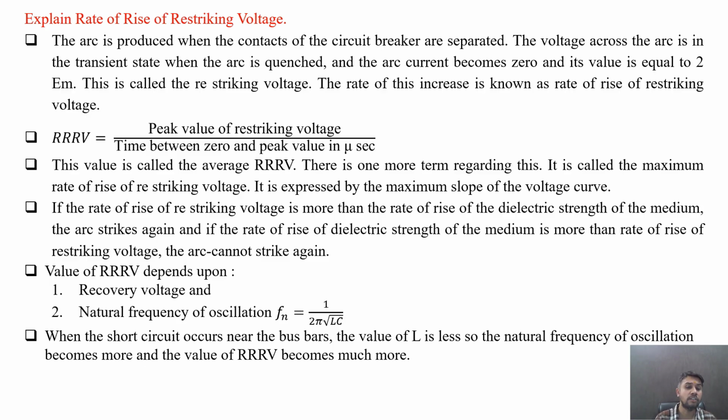At that time, the natural frequency of the oscillation can be found out by Fn is equal to 1 upon 2 pi under root of LC, that is the series resonance frequency. When the short circuit occurs near the bus bars, the value of L is so less that the natural frequency of oscillation becomes more, and hence the value of RRRV becomes much more. So this is how the RRRV, that is the rate of rise of restriking voltage, can be explained properly.